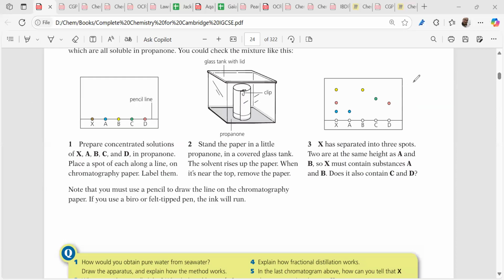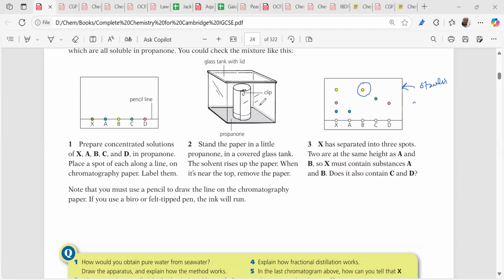If the solute is more attracted, means there will be more intermolecular force of attraction with the stationary phase, right? So the solute will not go up fast, right? And if the solute will be having more intermolecular force of attraction with the moving phase or the mobile phase, it will be moving the most, right?